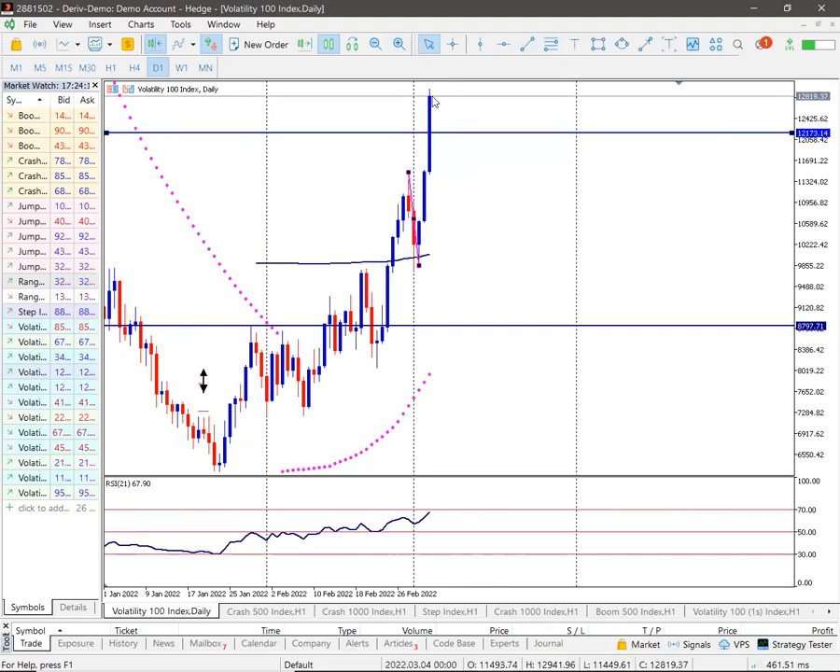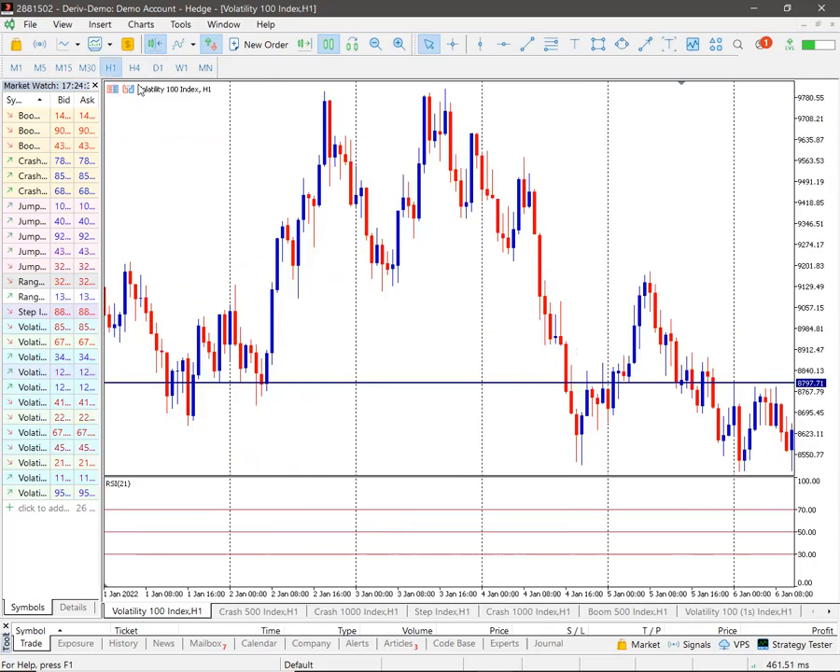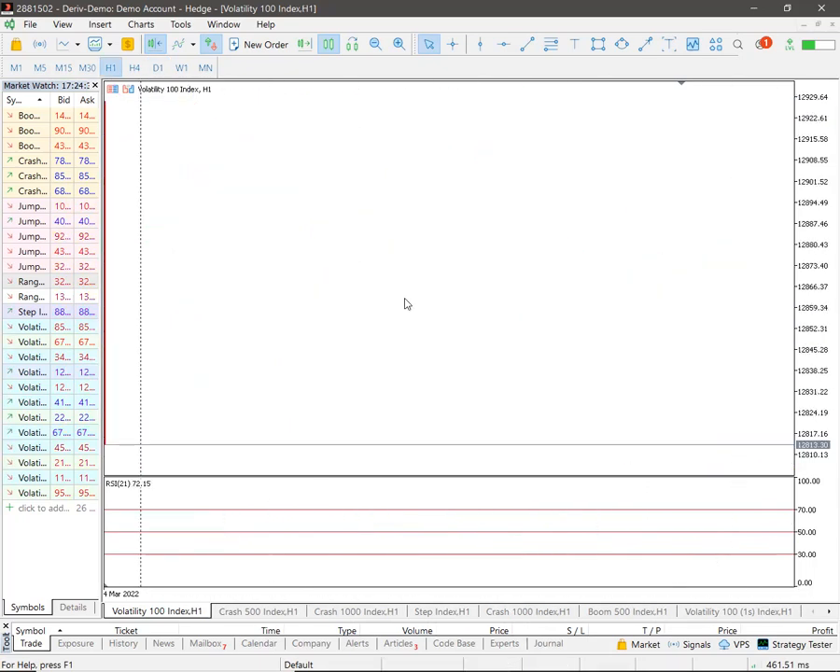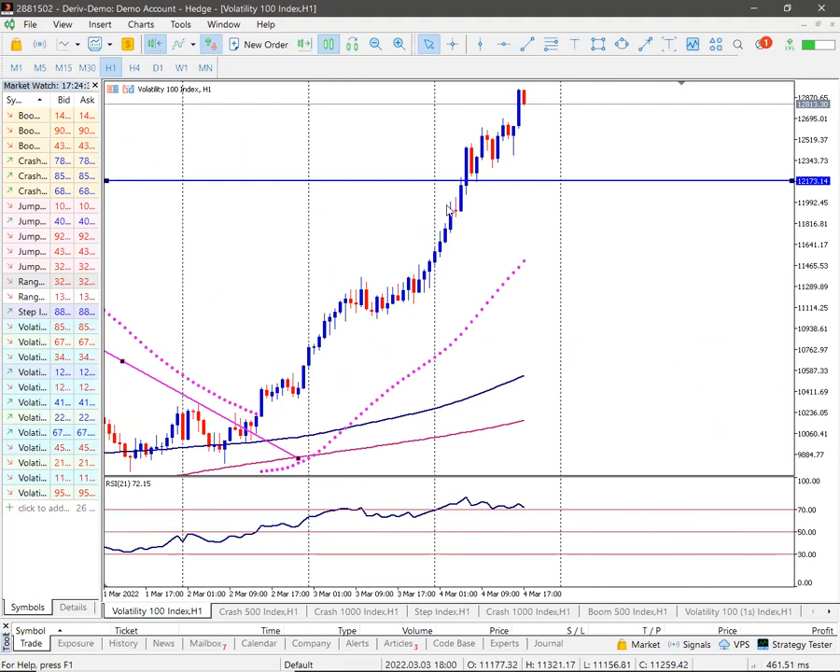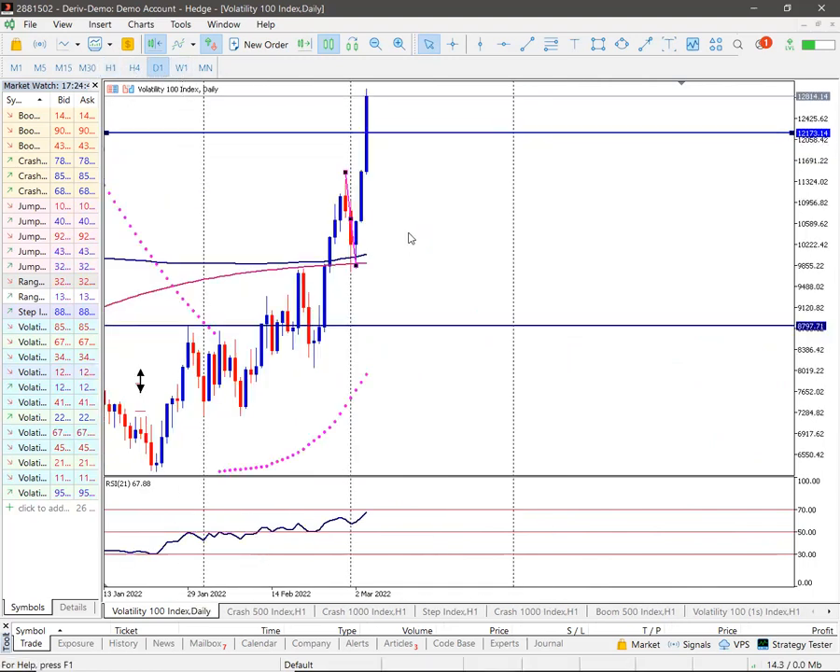So expect tomorrow's candle to open, and then expect it to sell at least 50%. Why? Because whenever I see a big candle like this one, the market usually retraces back to 50% before it starts going up. You can see, today is just a retrace of the daily candle. You can see it pulling back down.